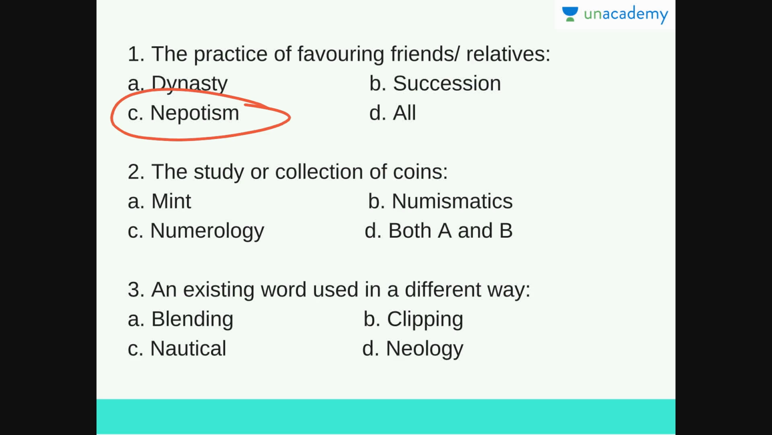Next is the study or collection of coins. Options are mint, numismatics, numerology, or both A and B. The answer for this question is B, numismatics, the study or collection of coins, paper notes, medals and other related objects. Mint is a place where the coins of a country are made by the government's authority. And numerology is the branch of knowledge that deals with the mystical significance of numbers. So the answer for this question is B, numismatics.